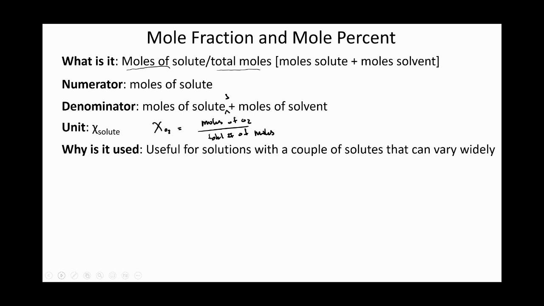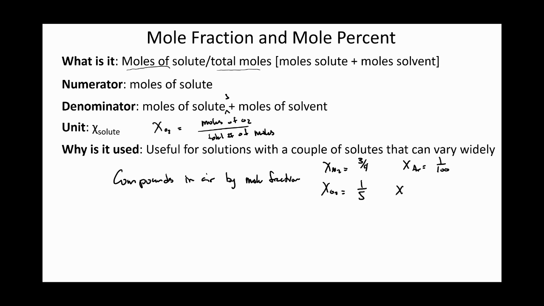If we look at the compounds in the air that we breathe every day, you could also say components of air, by mole fraction we would say that the mole fraction of N2 is 3/4, meaning that 3/4 of the air that we breathe is nitrogen gas. The mole fraction of O2, the moles of oxygen per total moles, is 1/5. The mole fraction of argon is 1/100. And the mole fraction of CO2 is 1/2500.